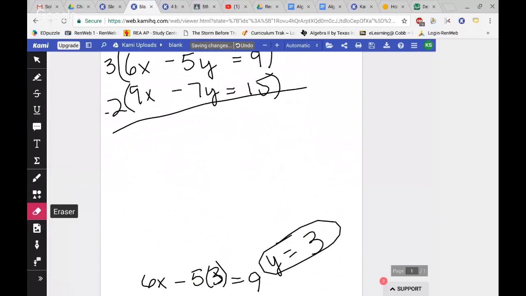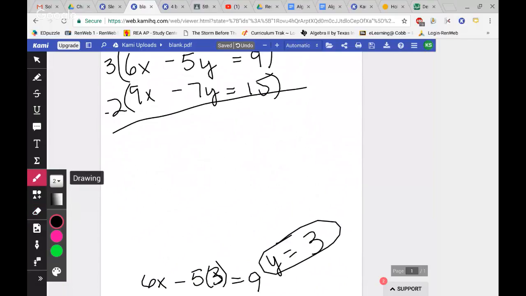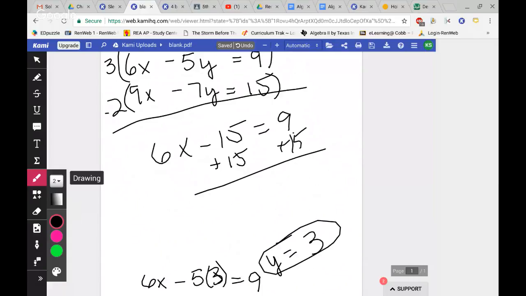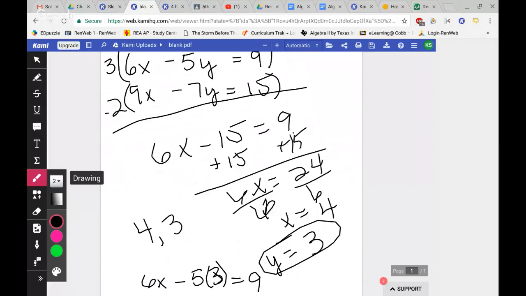Would it be 4? X equals 4? Yes, it is. Absolutely, you did it. So was it too bad? Obviously, you got there real quick. Sure is. 4 and 3 is the ordered pair that's the solution to that one.